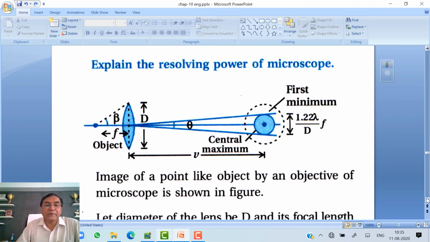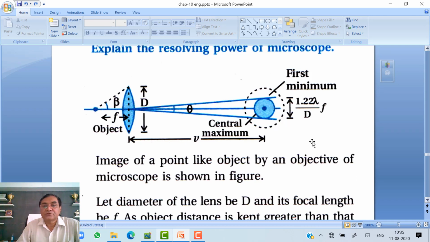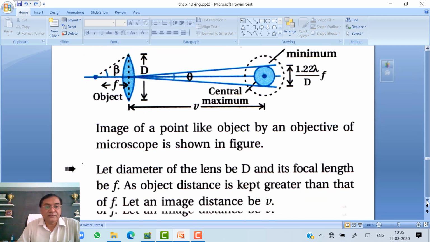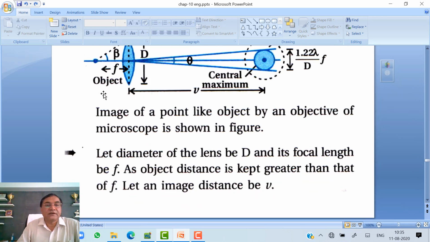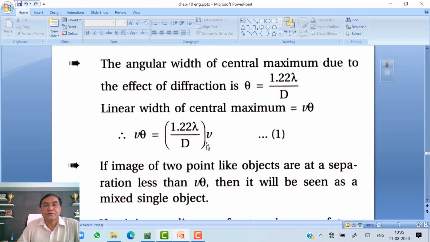Then we explain the resolving power of a microscope. Here we have the image of a point-like object formed by the objective of the microscope, as shown in the figure. We have already drawn this figure also. This is the diameter of the central maxima. Let the diameter of the lens be D and its focal length be F. We can write tan beta is equal to D by 2 upon F. This we already derived.